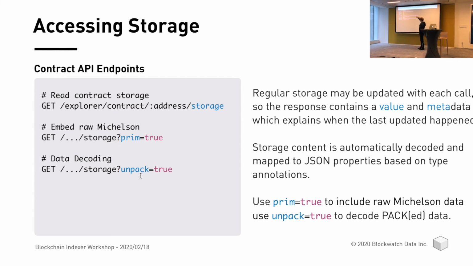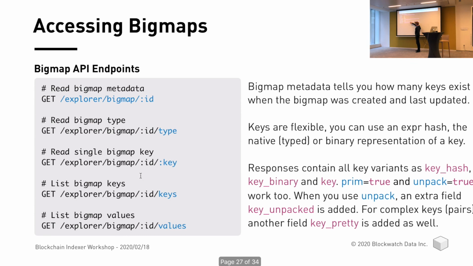So for the bitmap, you always understand which contract owns it, and you understand how many updates have happened over the lifetime of this bitmap, and also how many keys are stored in the bitmap right now. Then you get some information about the allocation time and also the update time.